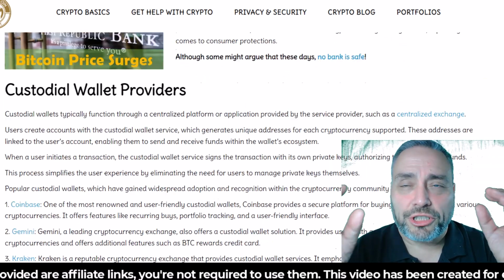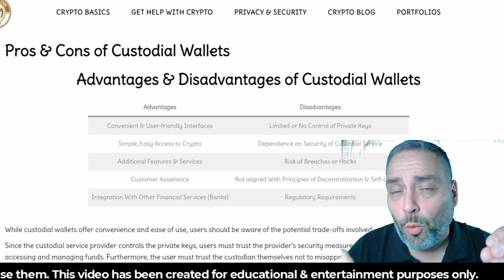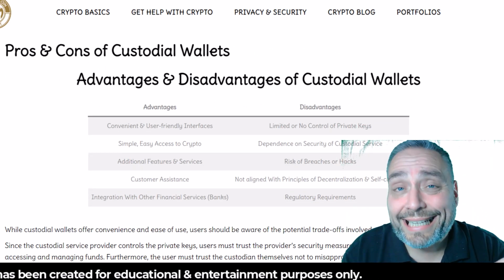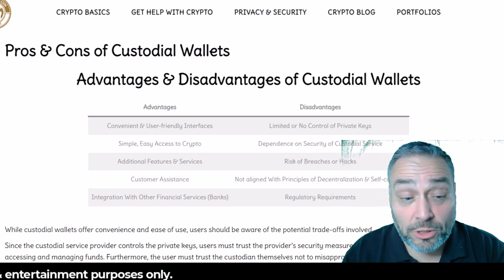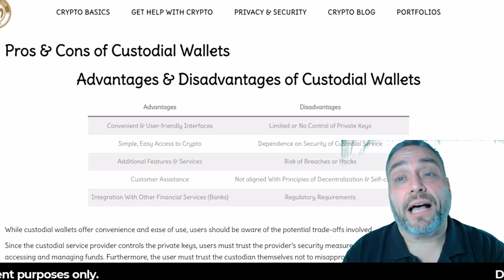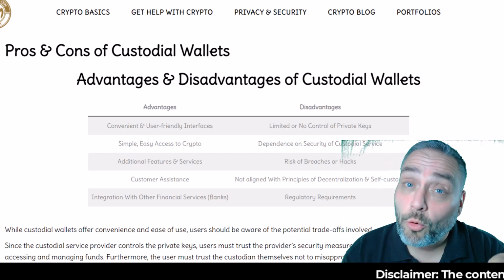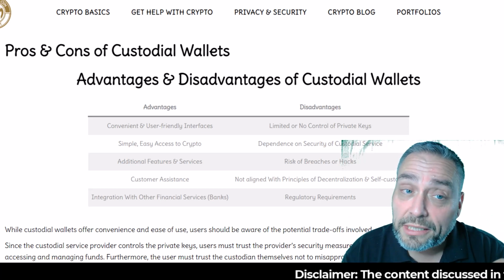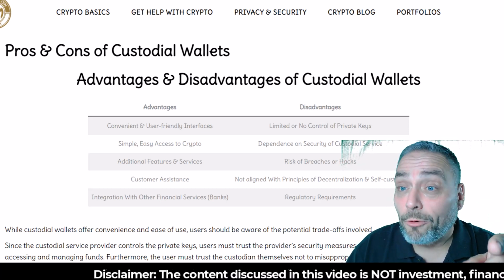But now let's pull this together. At the end of the day, if you're using a custodial wallet, you're entrusting someone else with your cryptocurrency. I will tell you that the majority of the time, that doesn't end well. So if you want to take control of your own cryptocurrency, you need a non-custodial wallet. Let's go take a look at those now.